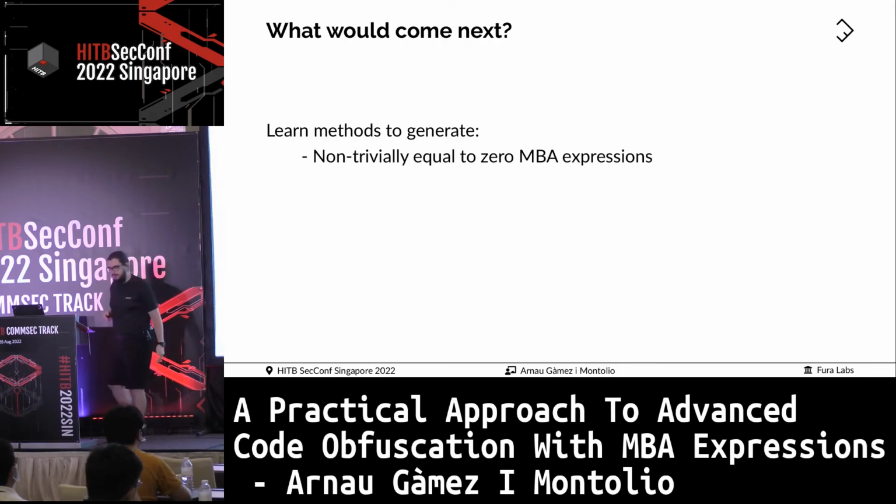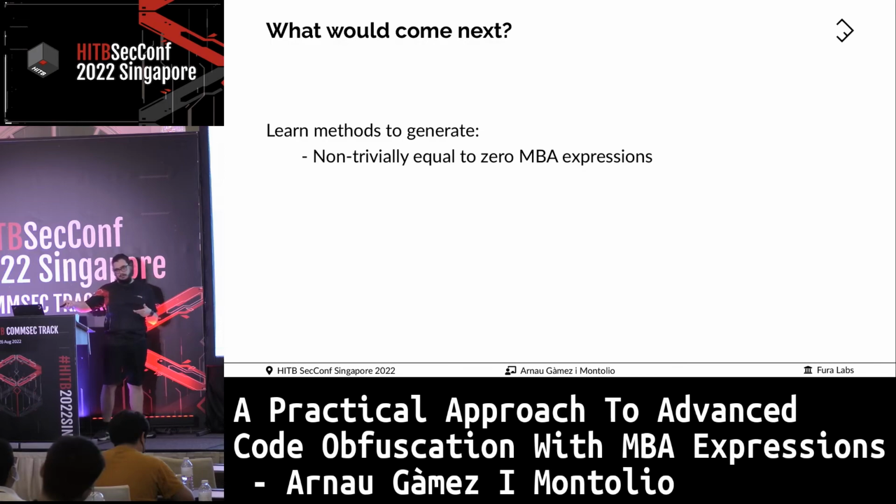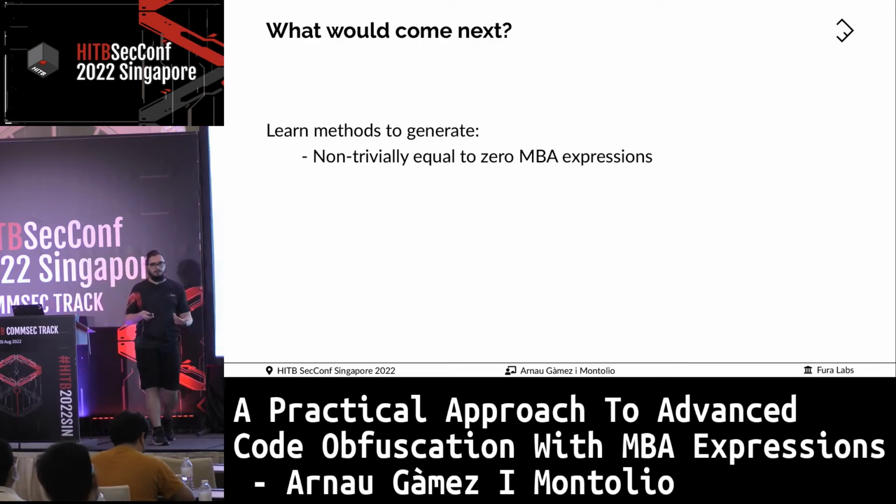What would come next would be learning methods to get the tools that you need to generate this kind of transformation. So for example, we need methods to generate non-trivial equal to 0 MBA expressions. I have given you a couple of them on the slides and in the code, but you might want to generate your own non-trivial equal to 0 MBA expressions, so you can play with them.